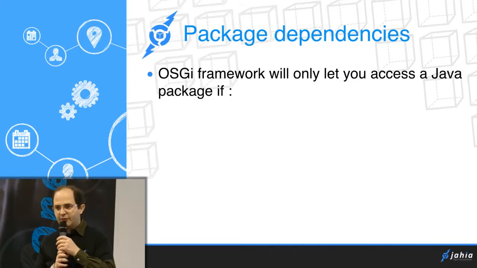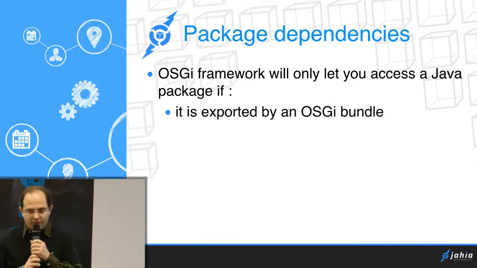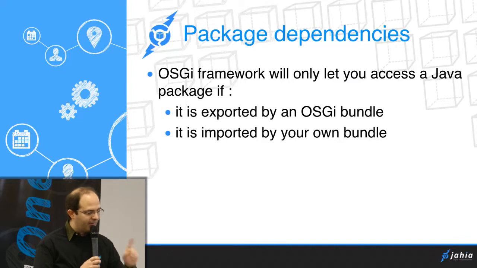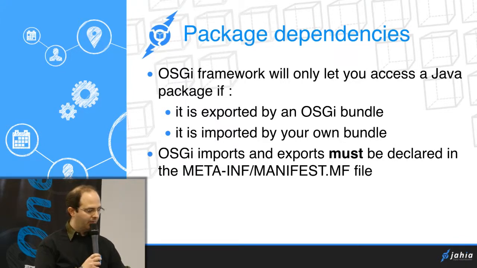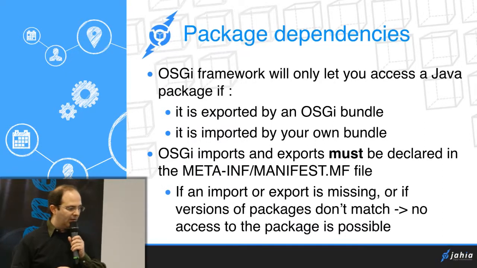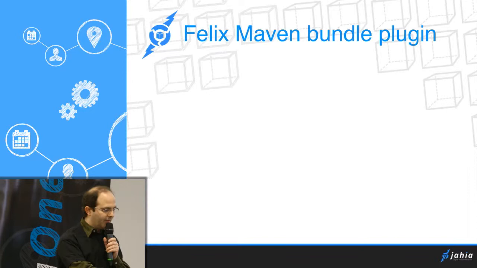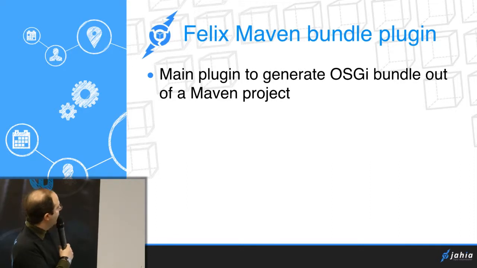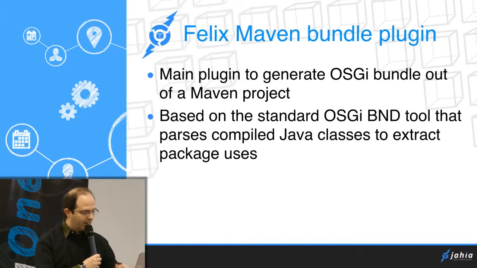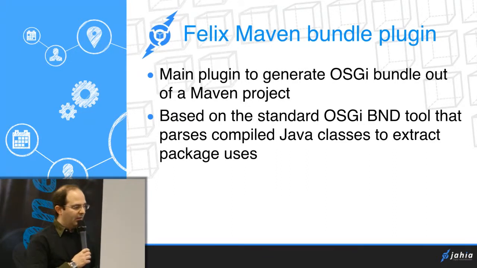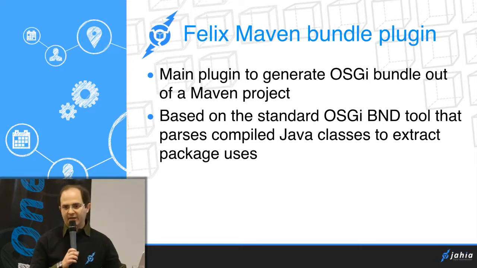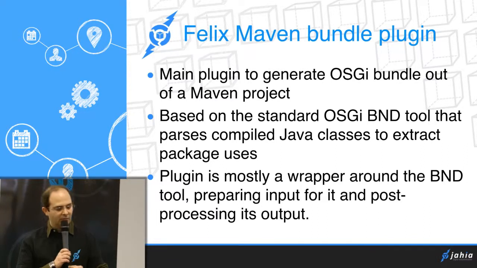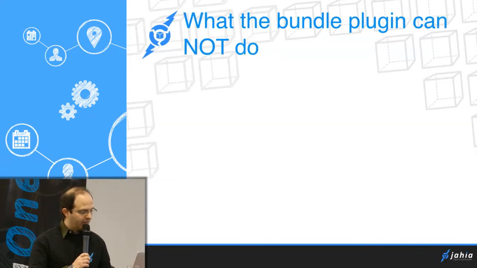Now, package dependencies, I said it's very, very important. You can only use a Java package if it's exported by an OSGi bundle and if it's imported by your own bundle. You need to do both. So you need to define these imports and these exports inside the manifest.mf file. The Maven plugin by Apache Felix will generate the bundle for you. It's based on a tool called the BND tool that parses the compiled Java classes to extract the dependencies. But it's mostly just a very simple wrapper around this tool. It prepares input for it and it post-processes the output.